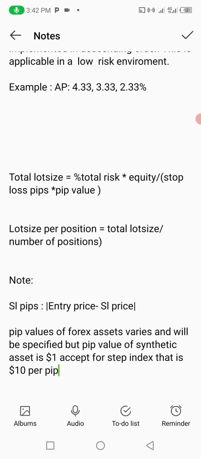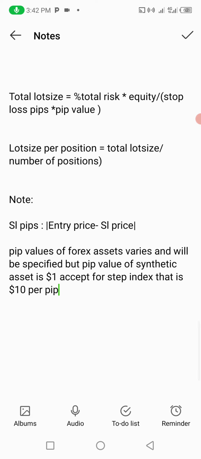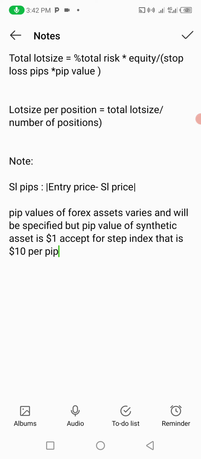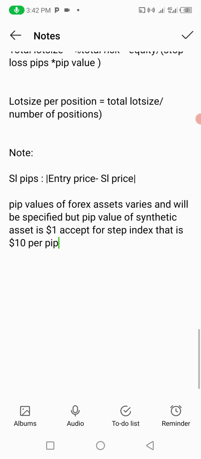The loss size per position will be equal to total loss size over the number of positions you want to open. The P value of a forex asset varies and will be specified, but the P value of a synthetic asset is $1, except for step index, which has $10 per P. Okay.